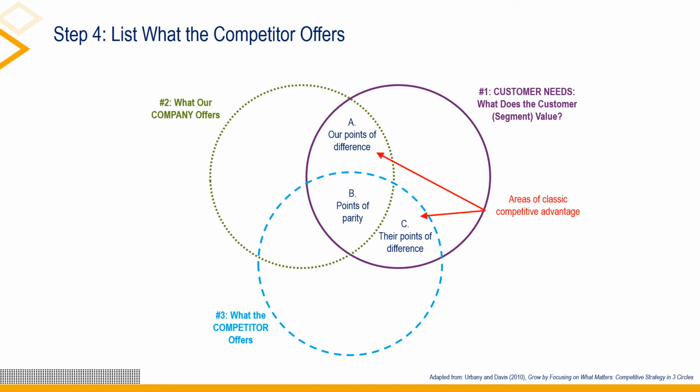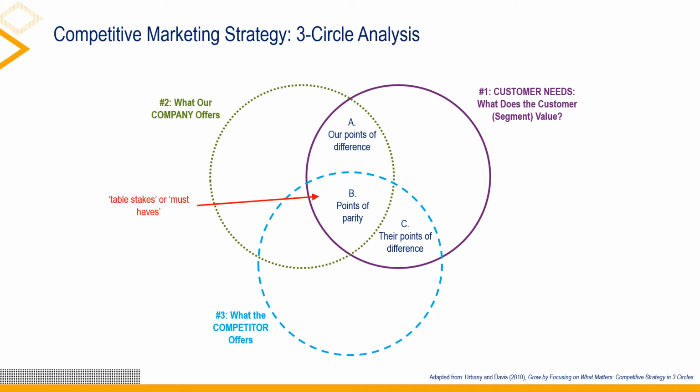Areas A and C are the points of difference or PODs. They are the classic competitive advantage areas, i.e., a firm offers unique value that matters to customers that its competitors do not or cannot offer. You will seek to build and defend Area A, i.e., what is valued by the customer that is only available from you, and attenuate Area C. Area B contains the points of parity or table stakes. These are must-haves that do not differentiate you from the focal competitor.